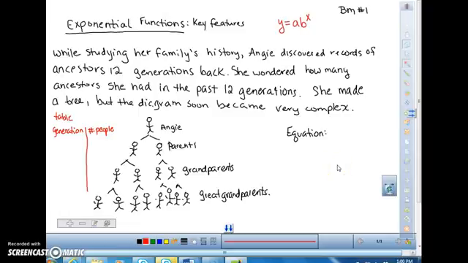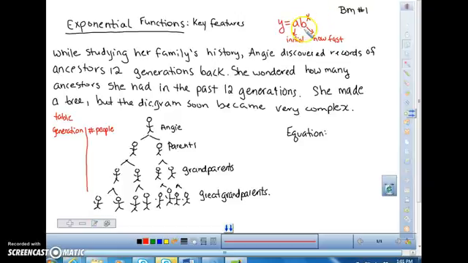Okay, exponential functions. So we're going to look at some key features for exponential functions. In general, the equation is y equals ab raised to the x power, and a is going to represent the initial amount, and b is going to represent how fast it's either growing or decaying. And then x is usually time, or it could be the number of increments. So let's look at this for example.